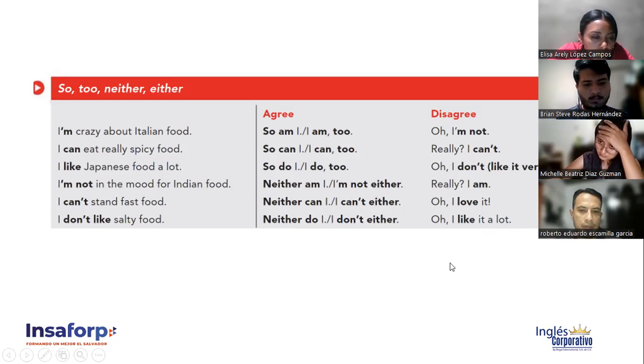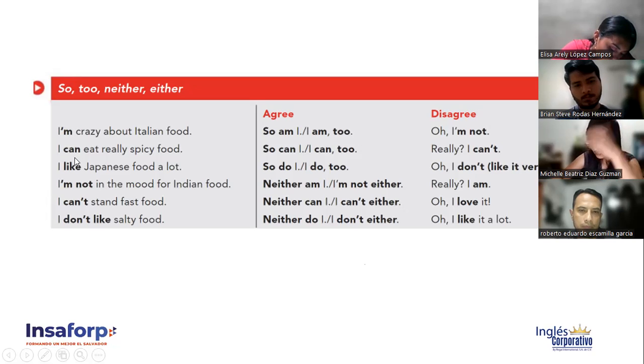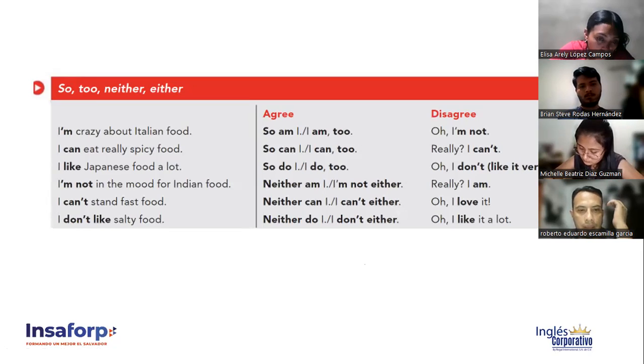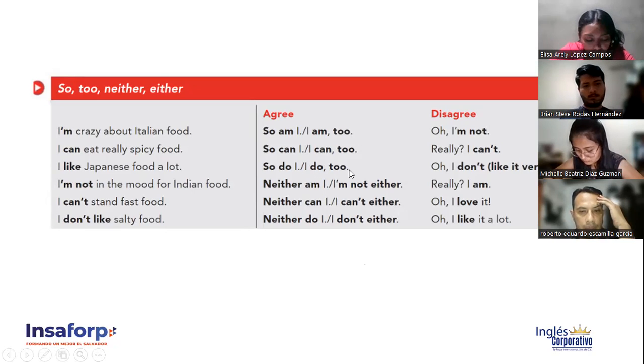Neither is positive, either negative. Neither and either es tampoco. So and to es también. So and to significan también y lo usamos cuando la otra persona dice algo afirmativo. Entonces yo digo yo también. So y luego el verbo y el sujeto. So do I. Es para decir yo también.